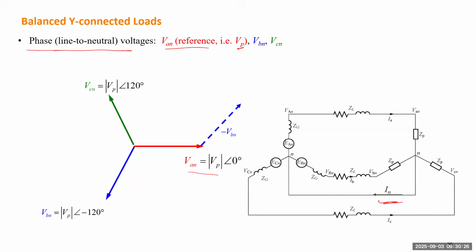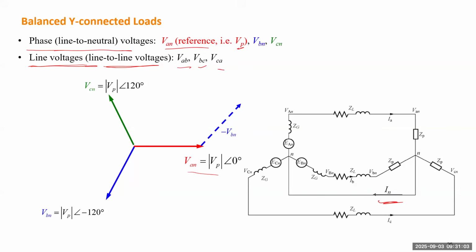If we draw another phasor, which is in parallel with the VBN, but pointing in the opposite direction, this actually represents negative VBN. So we draw this phasor because we want to figure out the voltage difference between two phases, between two lines. So next, we want to find the line voltages, which means line-to-line voltages, such as VAB, VBC, and VCA.